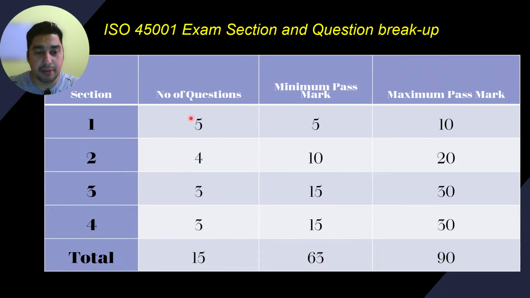So the whole exam you will get 15 questions in total, and the full marks will be 90. Out of 90 you have to get at least 63 to pass the exam. So this is the full scenario, the section and question breakup: how you will get the questions, how many marks you will get for each question, and how many marks at least you have to get to pass the section and pass the exam. So this is the way the questions will come and you will get the marks.